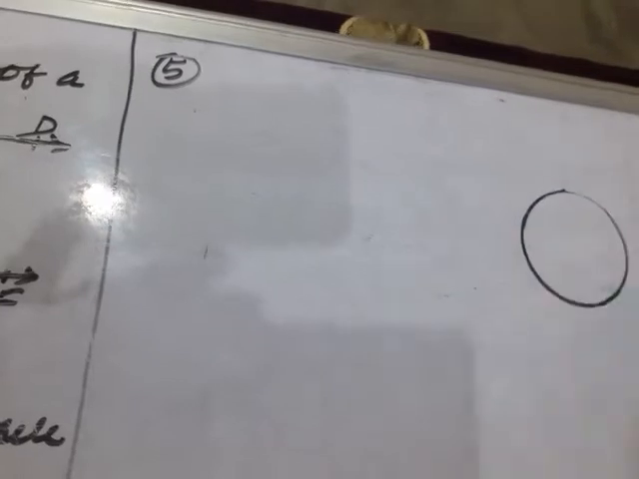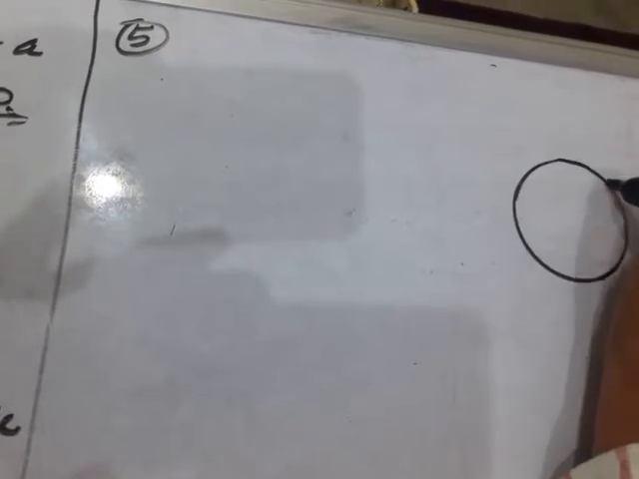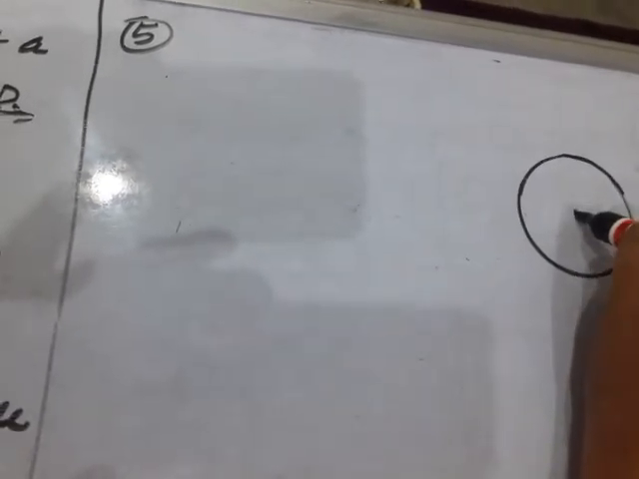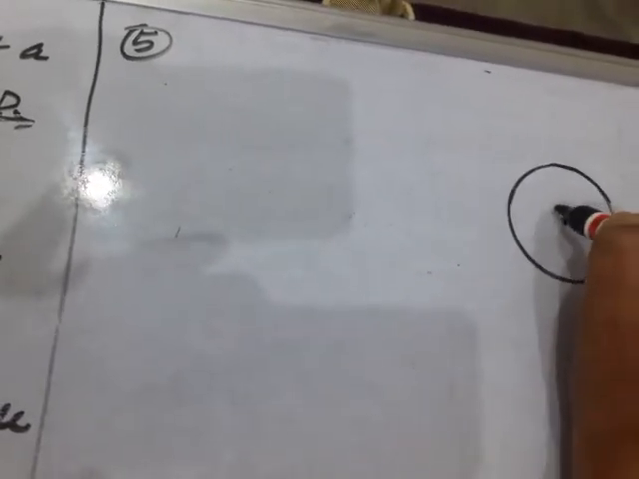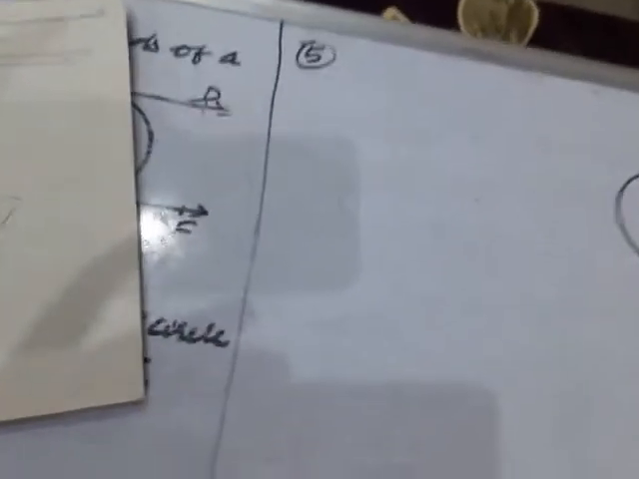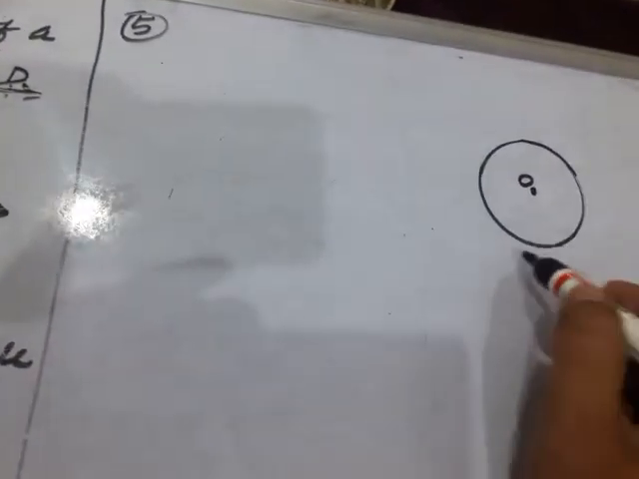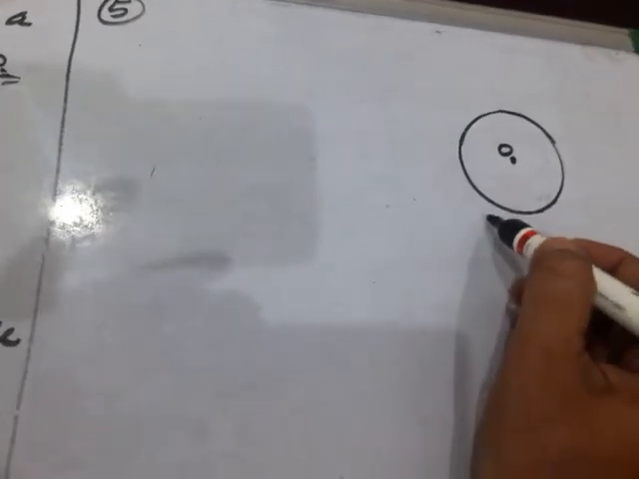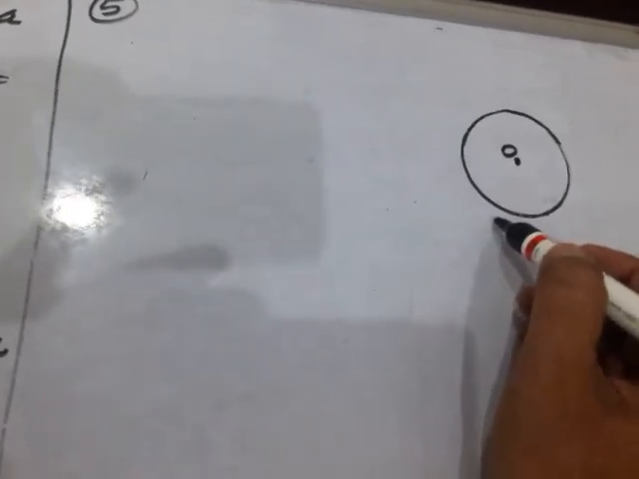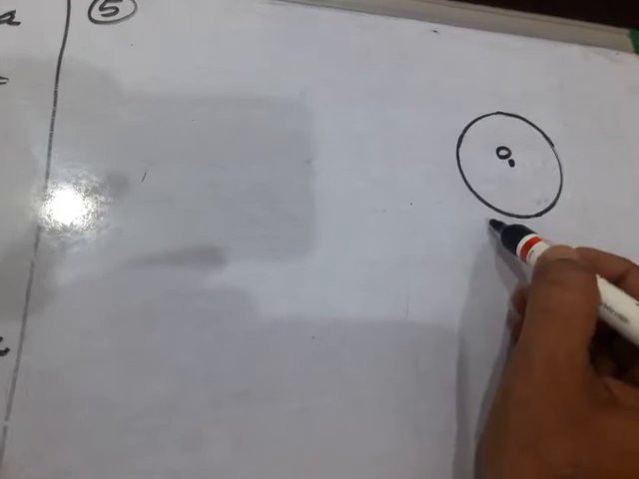Okay, children. What does it state? See, this is a circle with center O. According to the question, this is the circle with center O. Your question is: prove that the perpendicular at the point of contact to the tangent to a circle passes through the center.